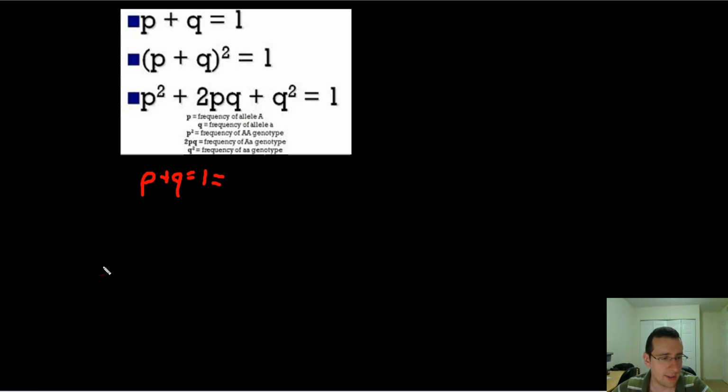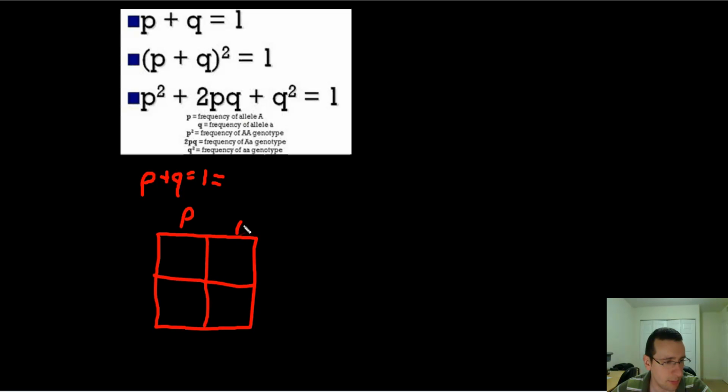Now remember that when you want to find out what's happening on the next generation based on the allele frequencies of the current generation, you're supposed to set up an F1 cross between them. So you make a big P here and little p here, and then big P here and then little p here, which means the homozygous dominant genotype is just basically going to be multiplying P times P. That means it's basically P squared.